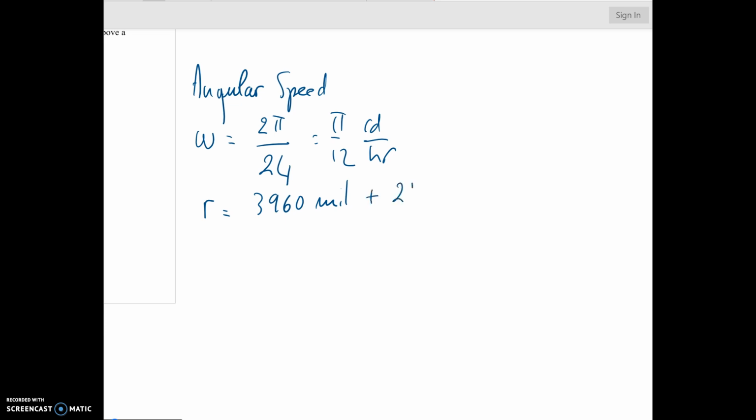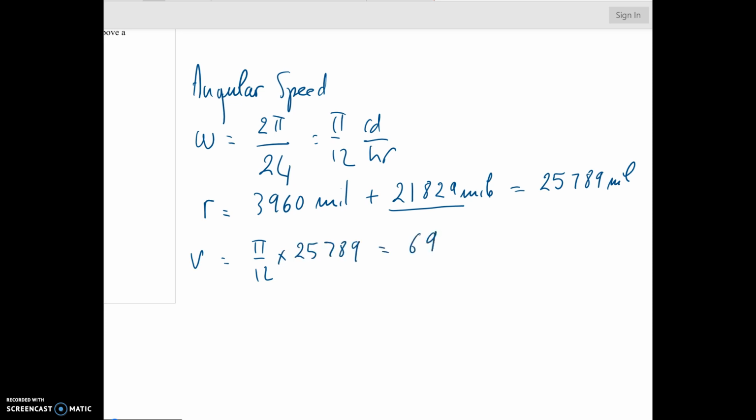And you are supposed to find 21,829 miles. Please convert and try to make sure that I didn't make any mistake. And you end up having a radius of 25,789 miles. Therefore, when I calculate the linear speed, it's going to be pi over 12 multiplied by 25,789, and I end up with 6,800 miles per hour.